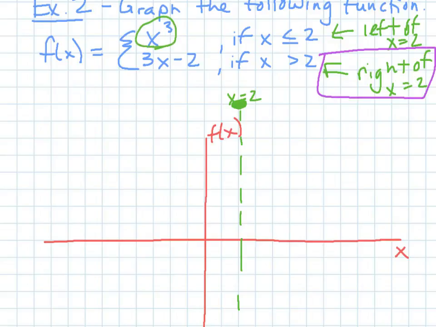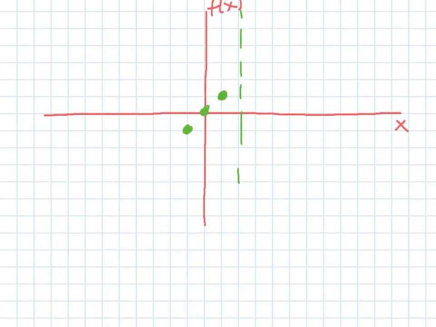Then for everything to the left of that, I want to use other values so that I can figure out what x cubed is for my graph. Let's say 1: 1 cubed would be 1, 0 would be 0, negative 1 would be negative 1. You could keep going. So negative 2 would be negative 8.